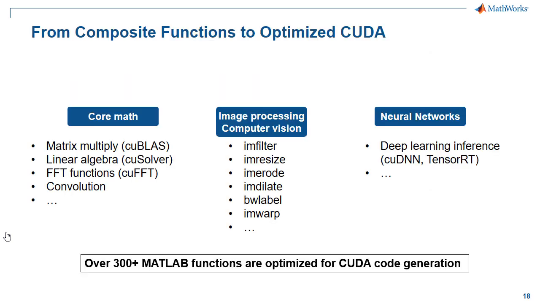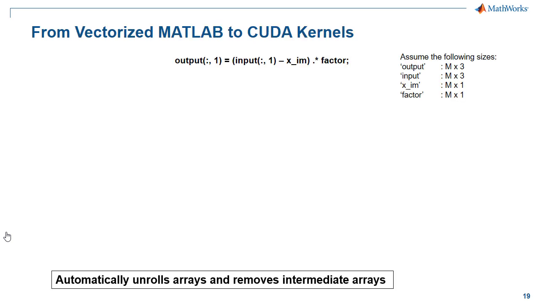In terms of the functions it supports, GPU Coder supports generating code from core math libraries, matrix multiply, linear algebra, FFTs, to image processing and computer vision functions. Here you can see a brief list of that, as well as deep learning networks from Deep Learning Toolbox. So over 300 of these functions are supported.